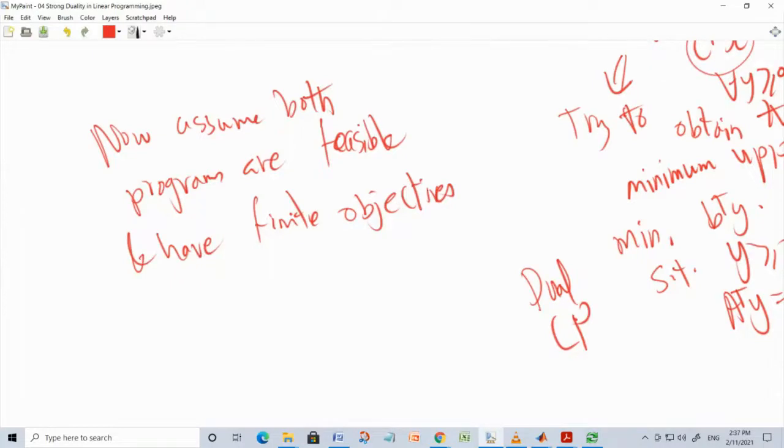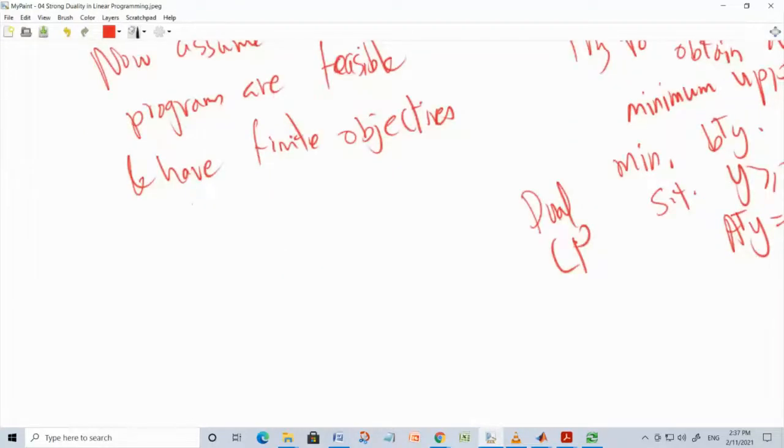Well, you'll see a problem regarding this in the homework. In the next homework, you will basically investigate what if the primal program is infeasible? What if it is unbounded above? What if the dual program is infeasible or is unbounded below? So you will do this in the homework. For now, I will assume that both programs are feasible and have finite objectives.